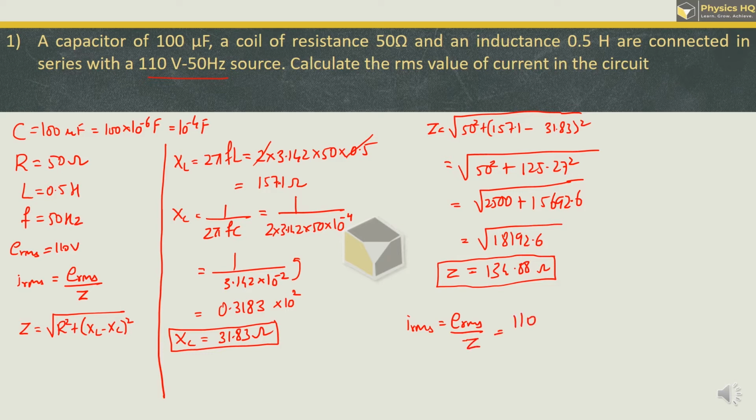IRMS is equal to ERMS by Z over here. This is equal to 110 divided by 134.88. After solving this by log, we will get this as 0.8155, or we can write this as 0.816 ampere. Hope you all understood this. Let us check out the next sum.